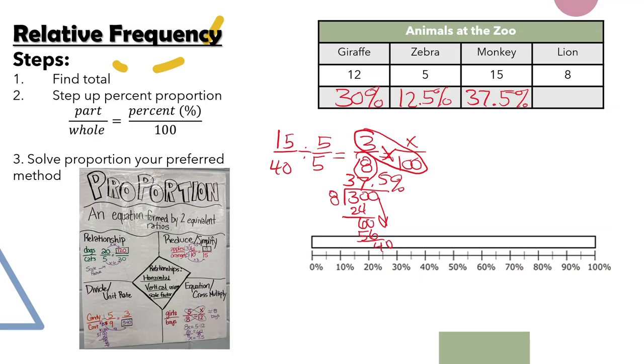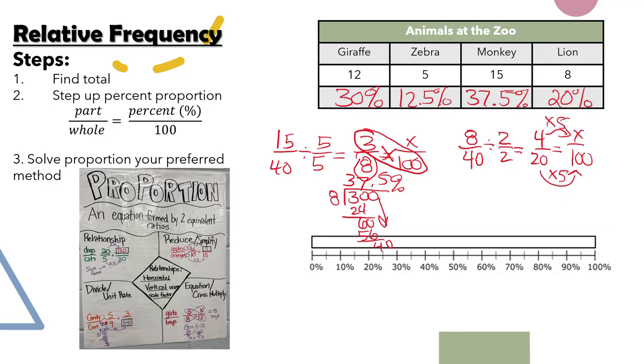And my last one, 8 over 40. I can reduce this down by 2 because I don't see a relationship. So I can reduce this down by 2. And that gives me 4 over 20. Going back to my relationship, and I get 20%.